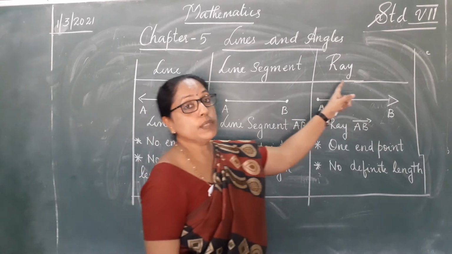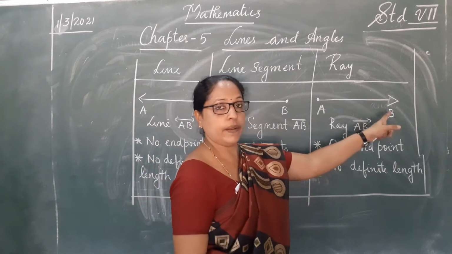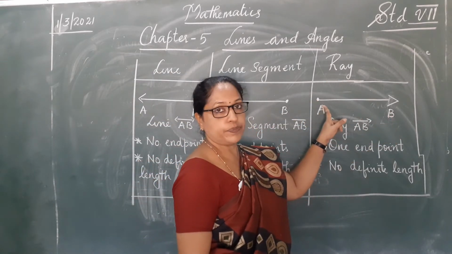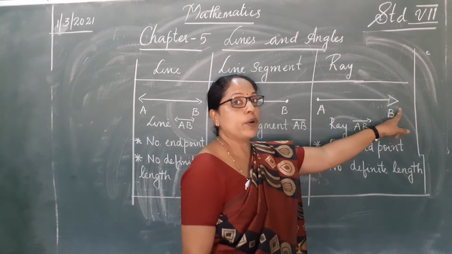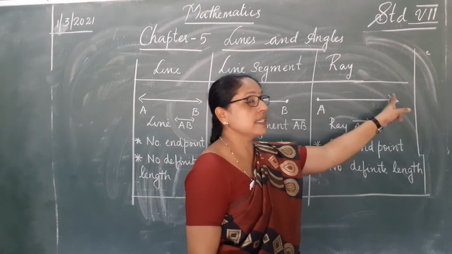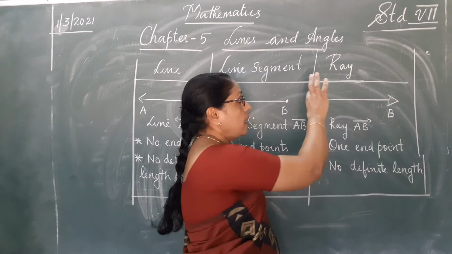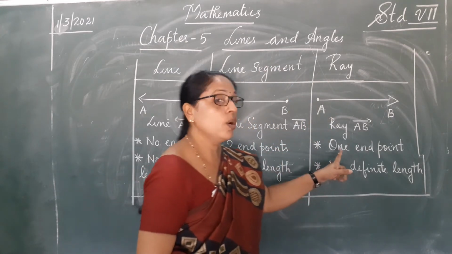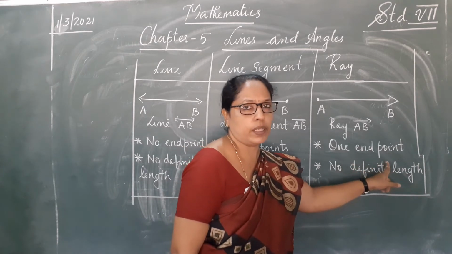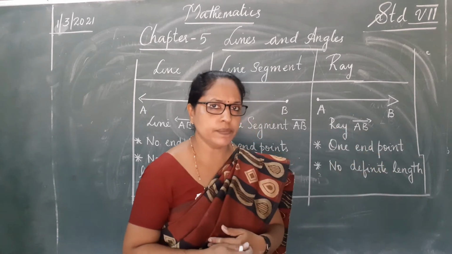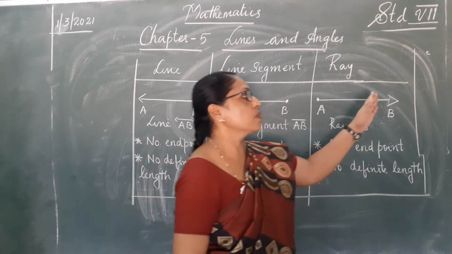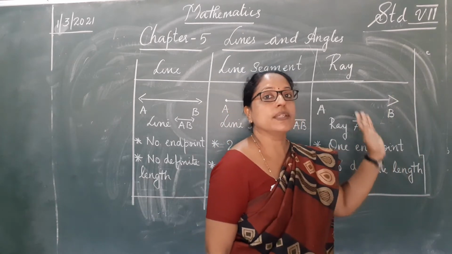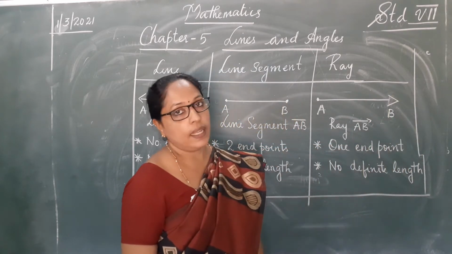Okay, now coming to ray. Look at the ray. How many end points? There is an arrow marked on one side, and on the other side there is an end point. Which means it has only one end point. So can it be measured? No, because one side is moving. So it has no definite length.